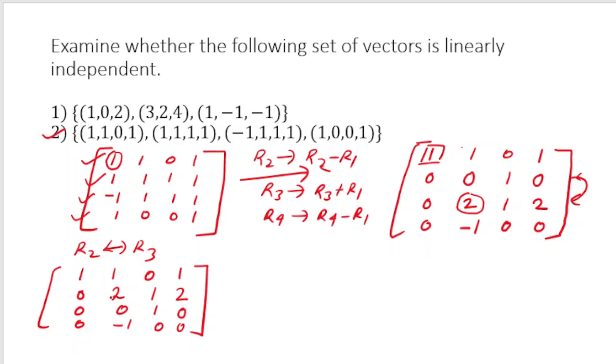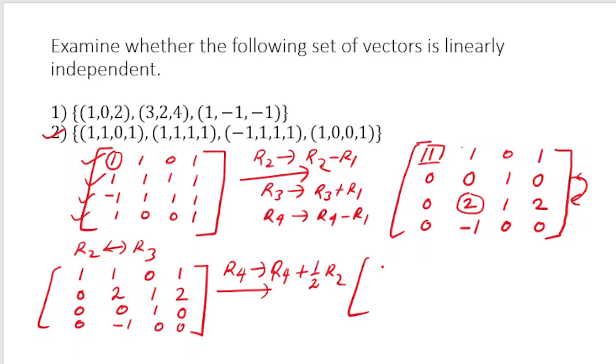Now below the second pivot I have to make everything 0, but we have a non-zero element here, which means we have to make this 0. So how can we make this 0? We can replace the fourth row by the fourth row plus half times the second row. Right. So this will give me what?